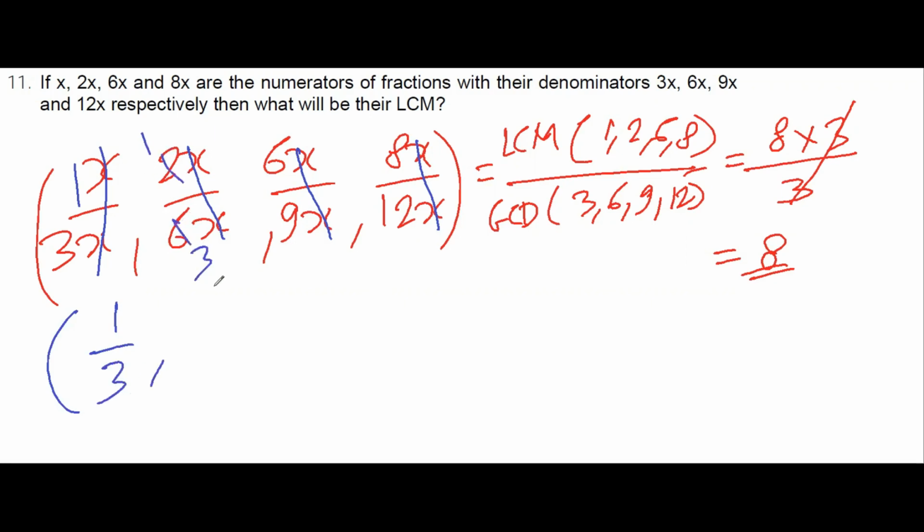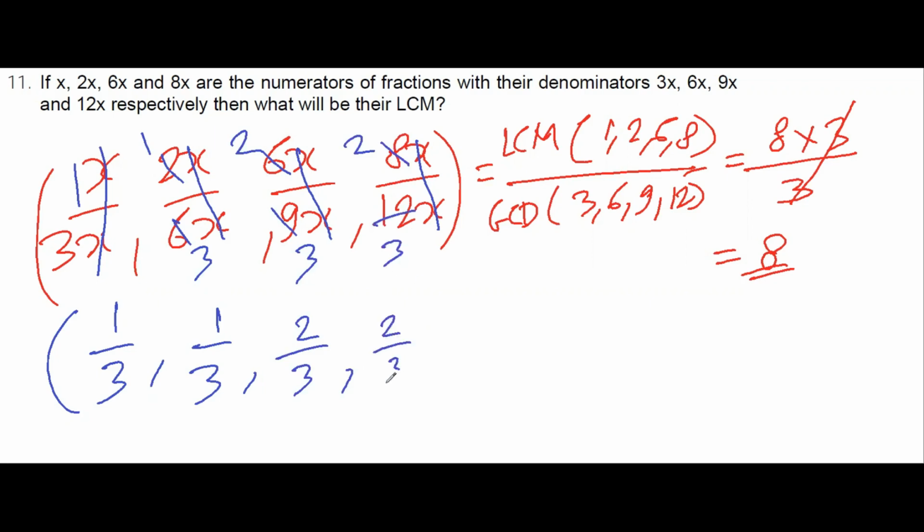2 ones are 2, 2 threes are 6. It will be 1 by 3. Then 3 twos are 6, 3 threes are 9. So it will be 2 by 3. Then 4 twos are 8, 4 threes are 12. So it will be 2 by 3. This is the correct way to find the LCM of numbers.